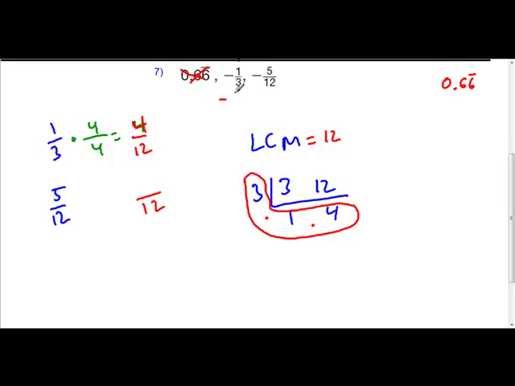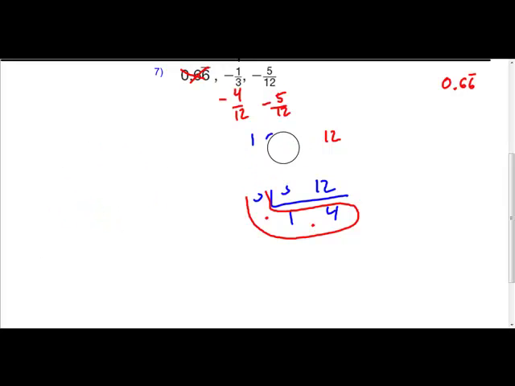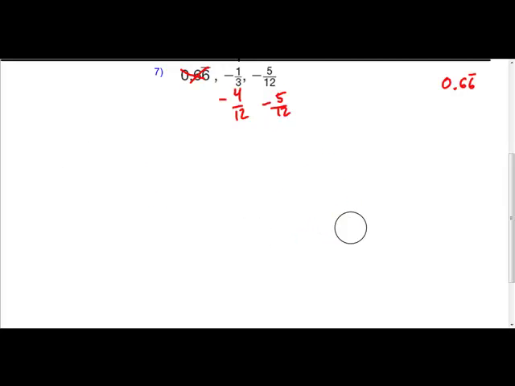So I'll write negative 4/12. And then I have 5/12, and I need to turn that into something over 12. Well, that's pretty simple because 12 times 1 is 12. So 5 times 1 is 5. Notice that 5/12 times 1 is 5/12. So this can stay negative 5/12.